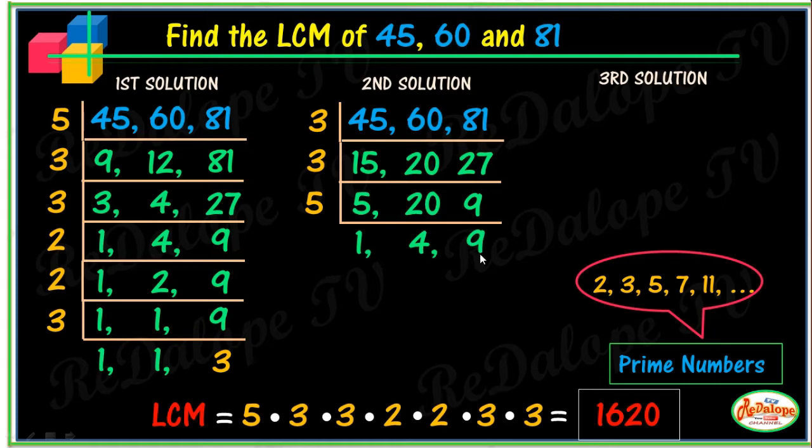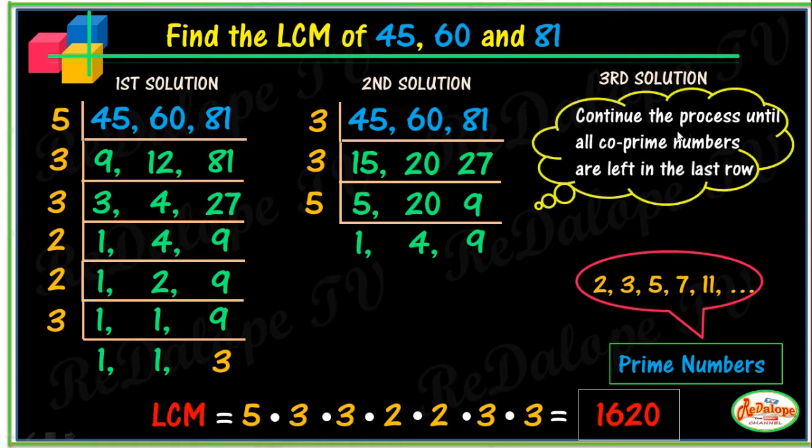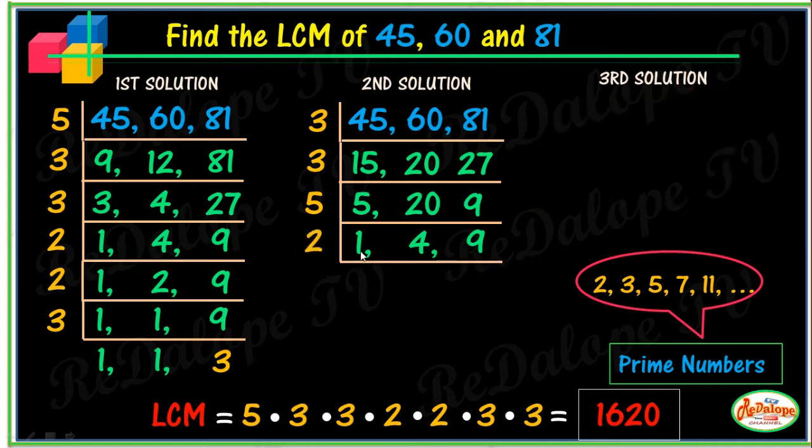Now 1, 4, 9 are not co-prime numbers. Again, we will continue the process hanggang maging co-prime ang matitira dito sa last row. So 4 can be divided by 2, so let us divide it by 2. So 1 divided by 2 cannot be, bring it down here. 4 divided by 2, so that is 2. 9 divided by 2, so hindi pa pwede, bababa lang natin yung 9.